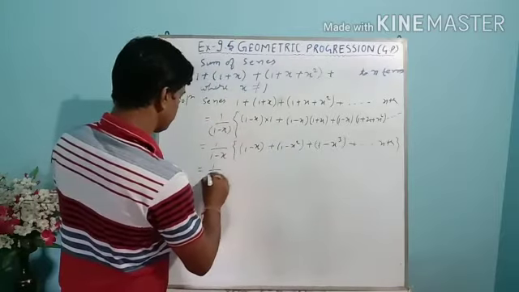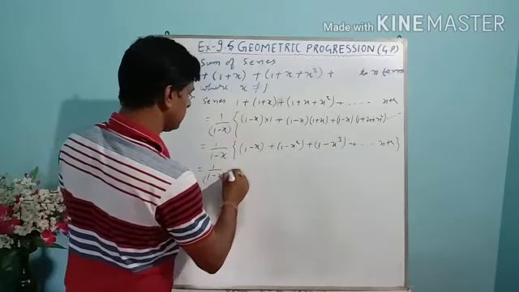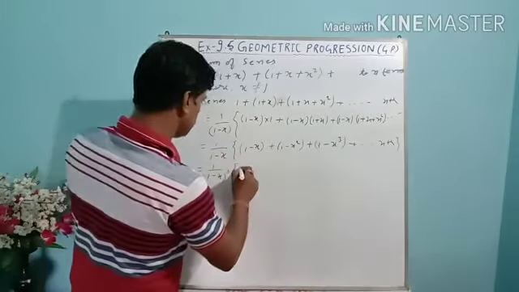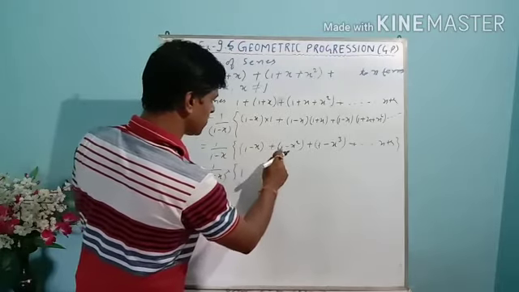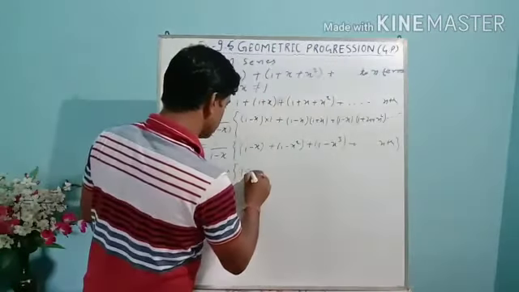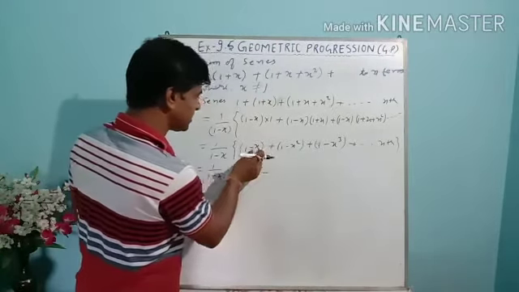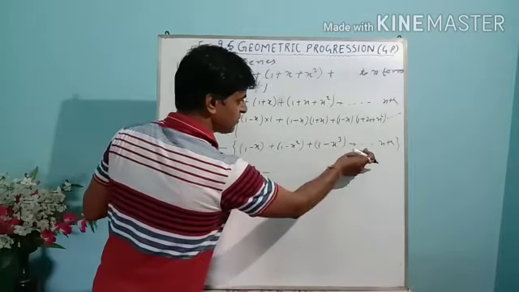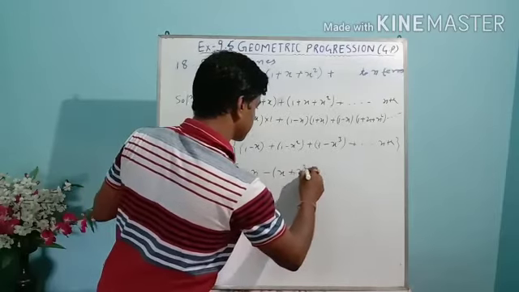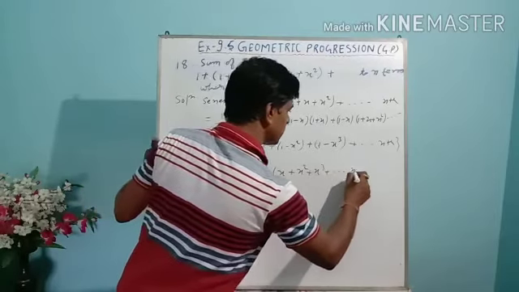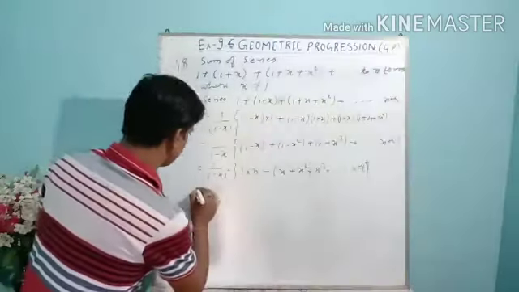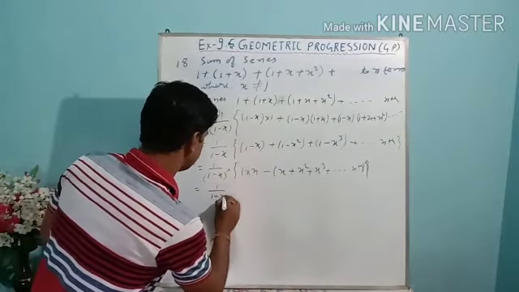Clear? Now here we will just split this term into 1 plus 1 plus 1 till nth term, so n into 1, that is n, minus x minus x square minus x cube minus x to the power 4, like that. Take out minus common, so it would be x plus x square plus x cube plus so on till nth term. So this way we will write the entire series. Now here we will write 1 by 1 minus x.